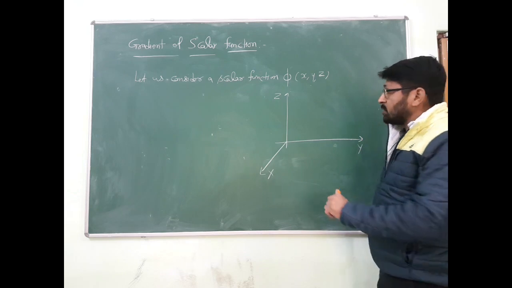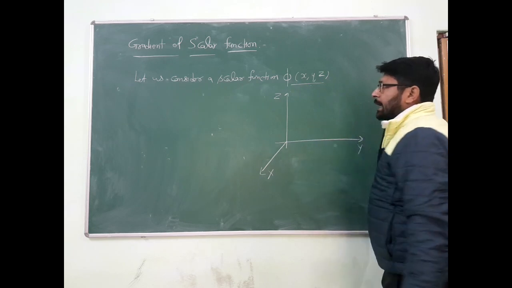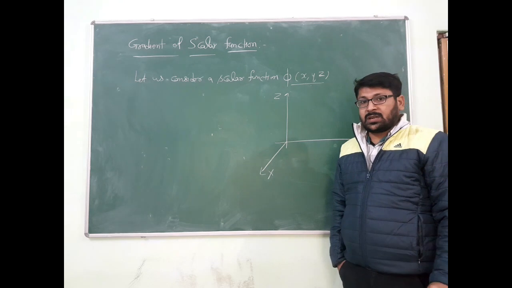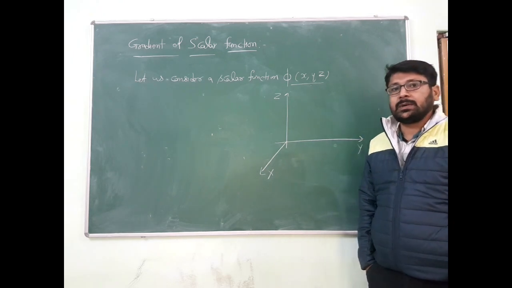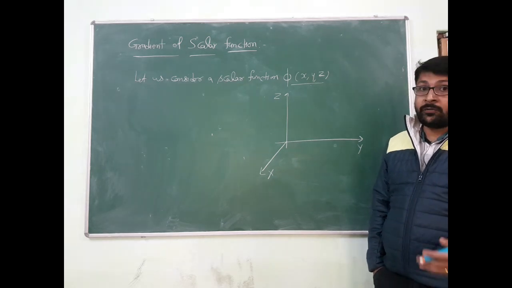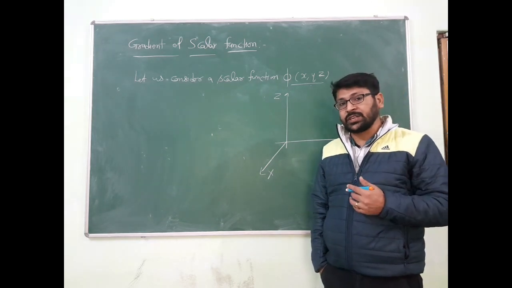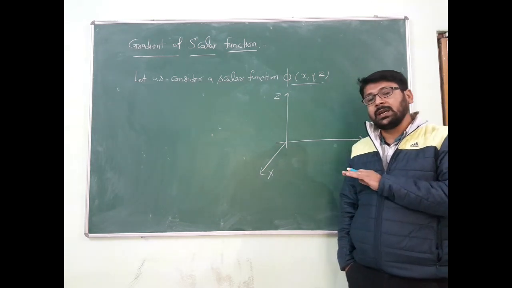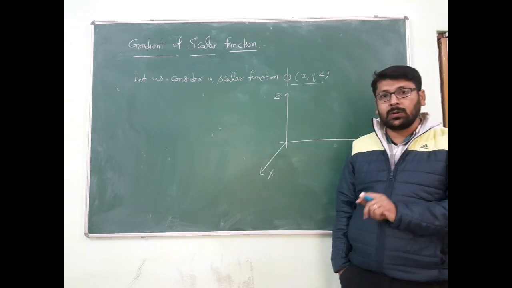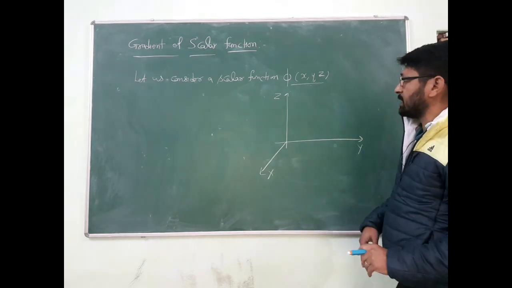continuous at all points. So at any point, if we want to see the value of this phi, then this value is continuous, or this value is finite. This value should not be infinite, otherwise this function won't be continuous. So our first condition for any function to be a scalar function is that the function has to be continuous at all the points in the given space or in the given field which we have considered.